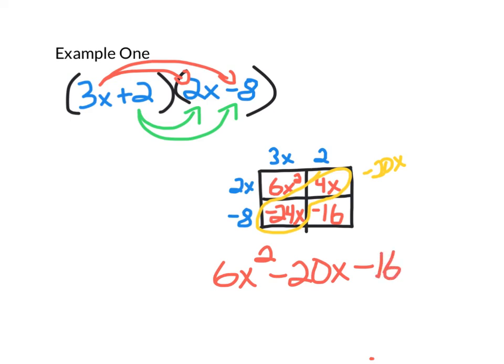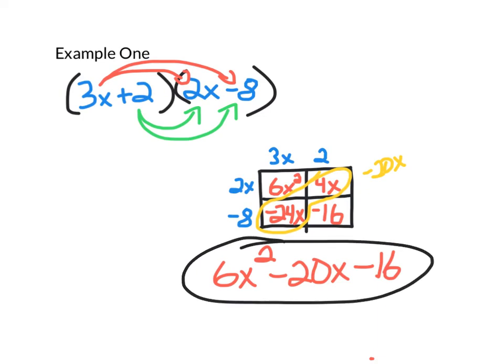So we ended up with those three terms. We had the 6x squared, we combined the x's and got negative 20x, and then we had this last minus 16. So when we multiply these two binomials, we end up with our final answer of 6x squared minus 20x minus 16. That's what it looks like to use the box method, okay? So we call that the box method. It's just a way to help us stay organized as we really use the distributive property.